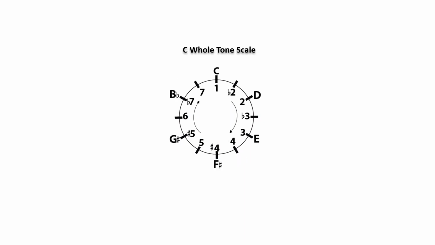The whole tone scale with 6 notes has 3 tritones: C to F-sharp, D to G-sharp, and E to B-flat. The tritones from F-sharp, G-sharp, and B-flat are inversions of the first 3 scale tones.